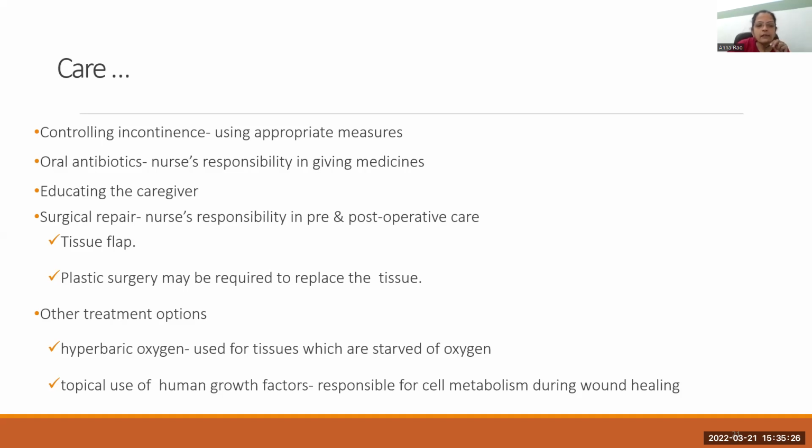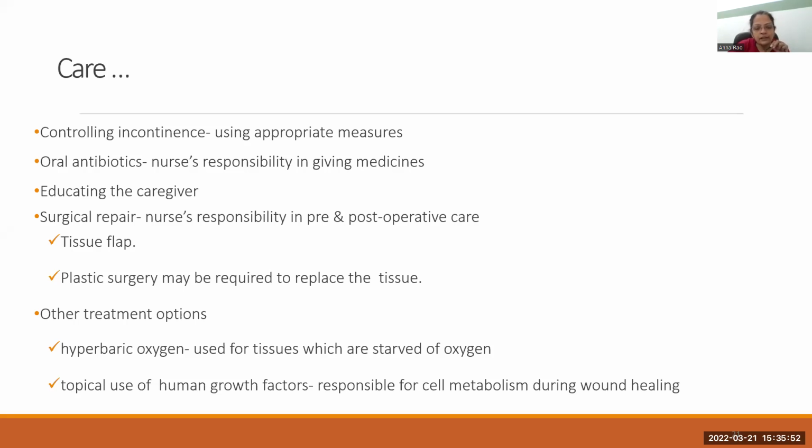Surgical repair, again, will be the nurse's responsibility in the pre and post-operative care when the patient is admitted, right? Many of the bed sores may require tissue flap and other plastic surgeries. Other treatment options are like hyperbaric oxygen. Again, it will be helpful when the patient is in the hospital setting, right?